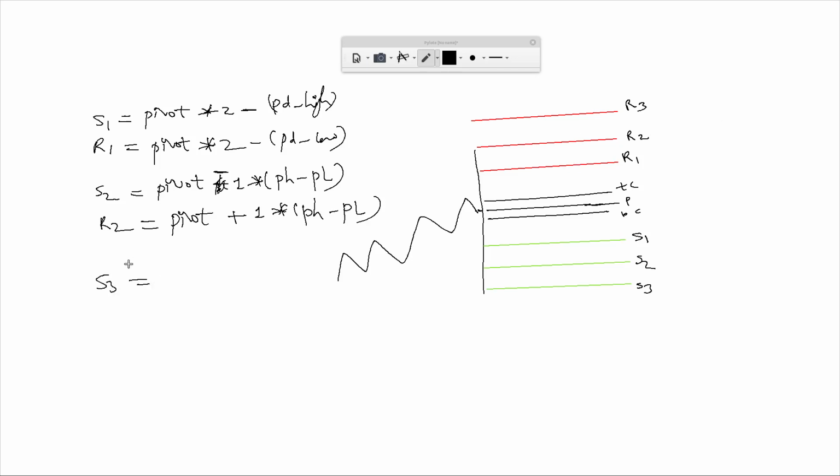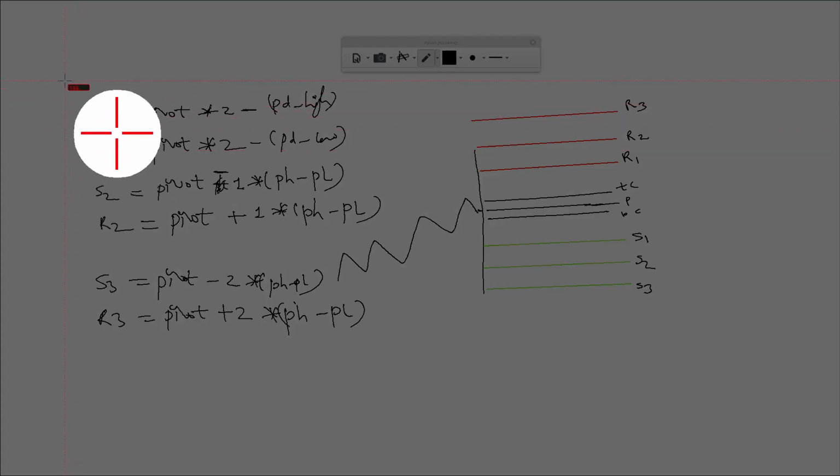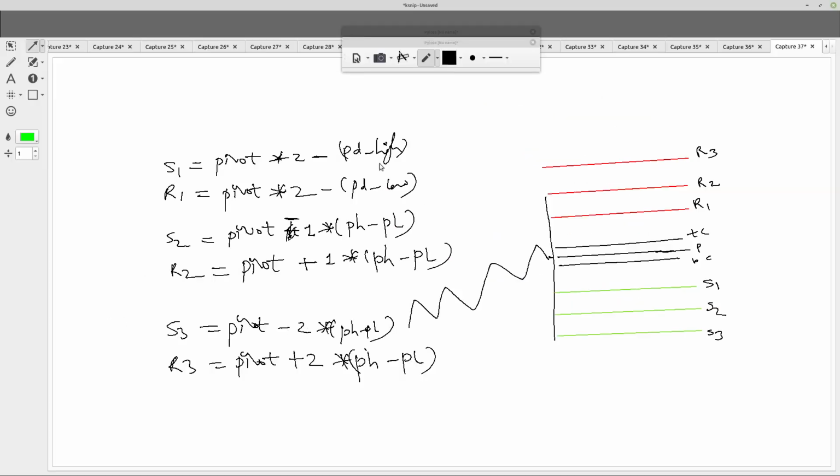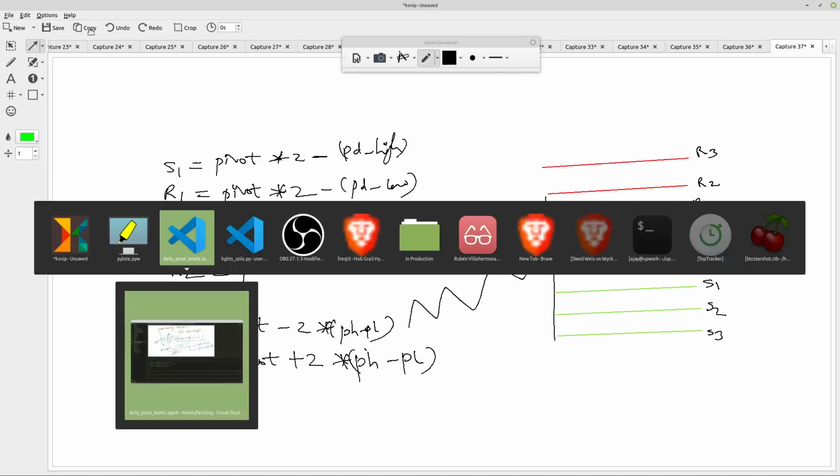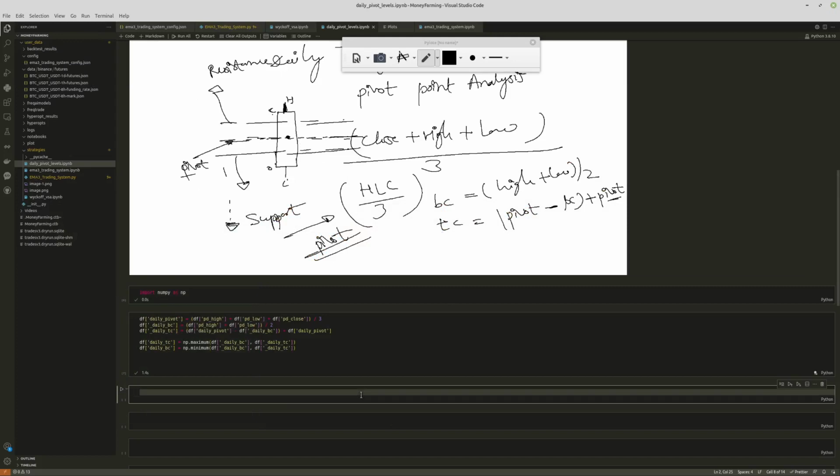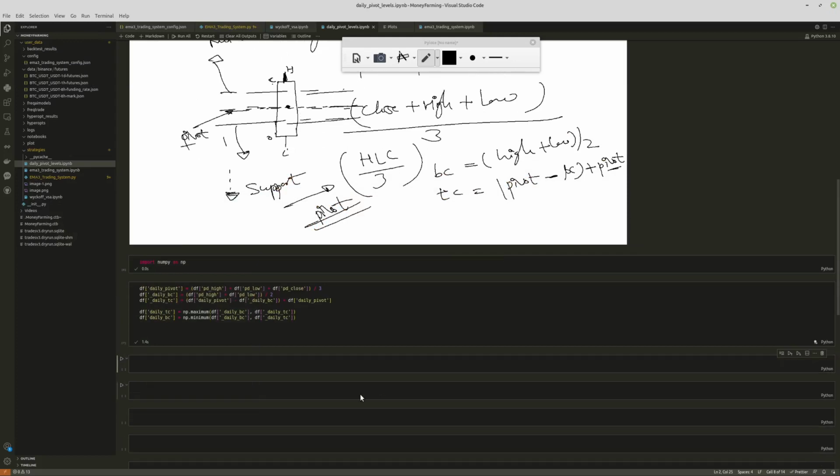And S3 is going to be the same thing, but just this is going to be 2 now: pivot minus 2 into previous day high minus previous day low. R3 is going to be pivot plus 2 into previous day high minus previous day low. So these are the formulas. Let's just copy it and paste it here.